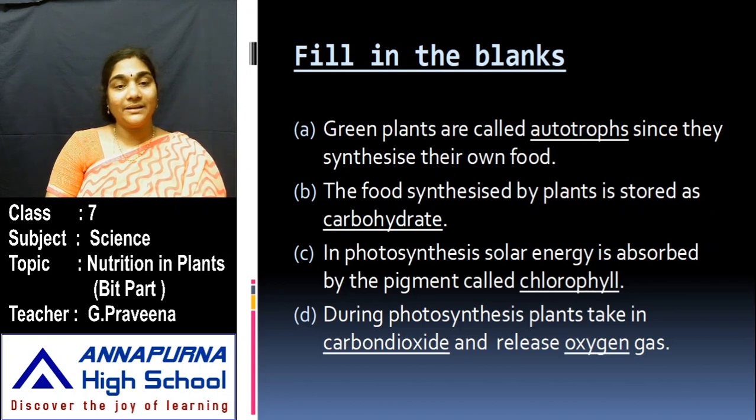Then the green pigment in plant in leaves, that which helps in absorption of solar energy and converts them into chemical energy. So it is done by a pigment. What is it called as? It is chlorophyll. Then during photosynthesis, plants take in, what do they take in? They take in carbon dioxide and they release oxygen gas.